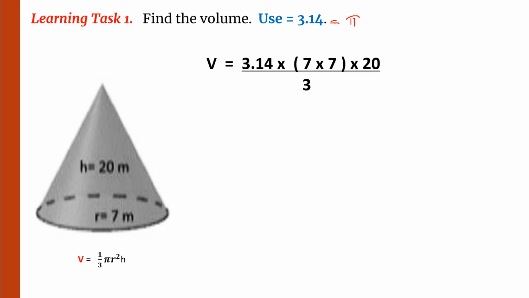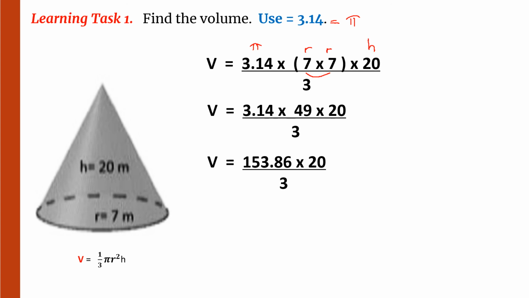Using the formula, palitan natin. So we have pi, ito 3.14. And then r squared, since the given radius is 7, so we have here r and then r. Ito yung r squared. And then h, or height, is 20. So ito yung ating h. And then all over 3. Next, we have 3.14, copy. And then saan nanggaling ang 49? Of course, mula siya sa 7 times 7. And then copy the rest times 20 all over 3.